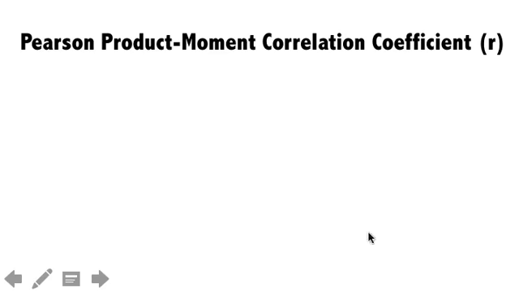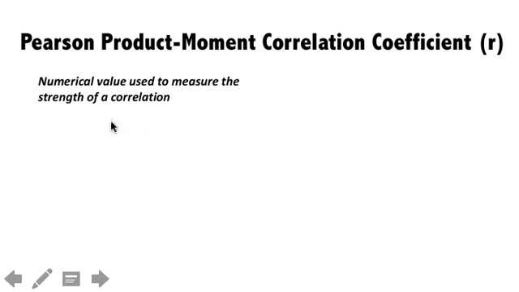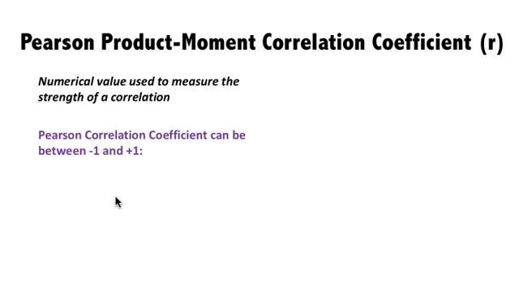The first concept we need to cover is the Pearson product moment correlation coefficient, also referred to as R when you're working with statistics. It's a numerical value used to measure the strength of a correlation, whether two variables are strongly or weakly correlated and in what direction. Pearson's correlation coefficient, R, can be between -1 and +1. It has to take on values in between -1 and +1.